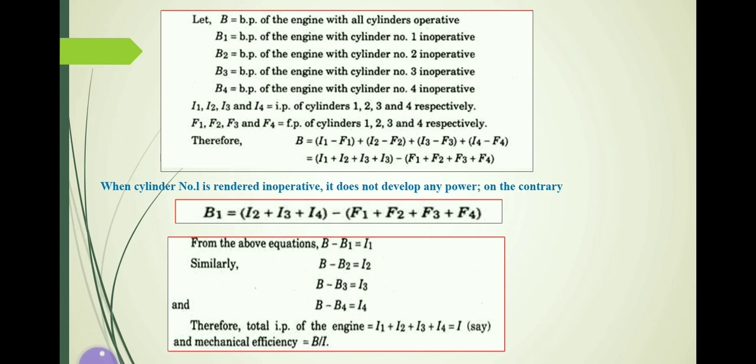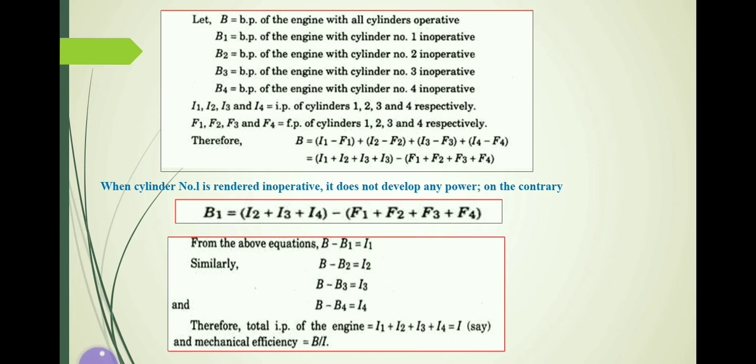Now let us consider that 4 cylinders are available with us, so a 4 cylinder engine is there. Now we'll consider the total brake power produced at our output shaft, that is B, which is nothing but the brake power of the engine when all cylinders are operating, all cylinders are working.